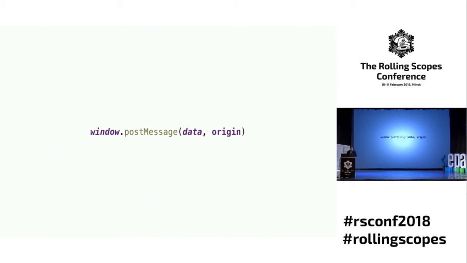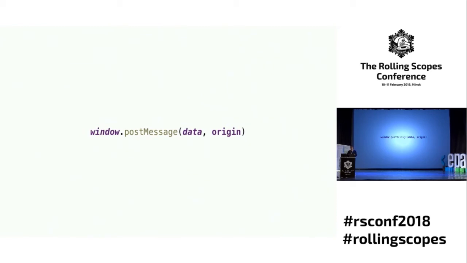So that looks like this. Inside the window, we have this postMessage function, and we can send any data we want, so any object, array, whatever. And we need to specify the origin, so the origin is the URL of the web page that's living in the iframe.